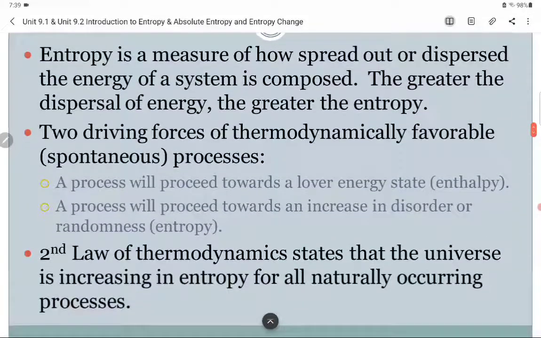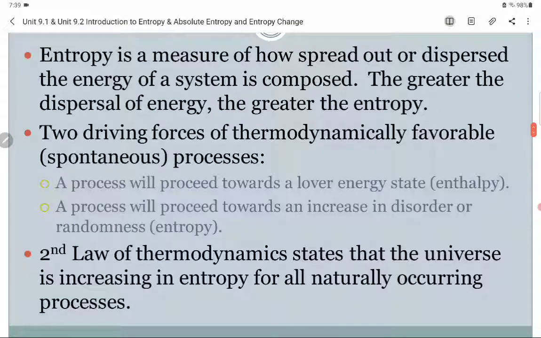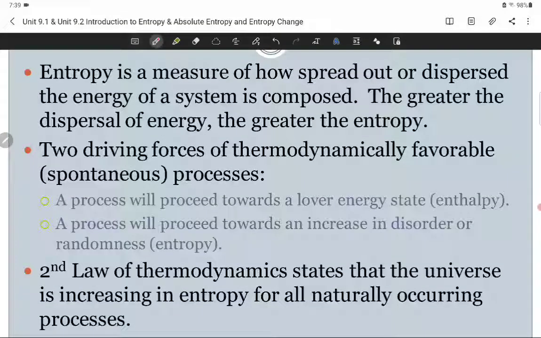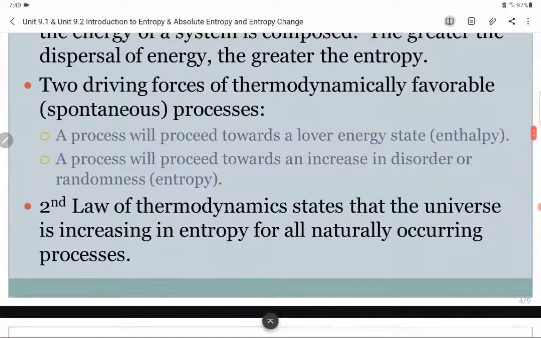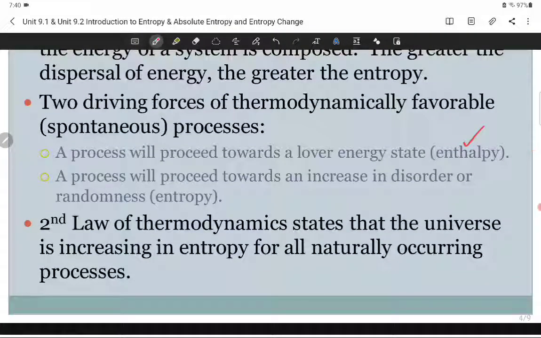So we've already got the definition of entropy. And the reason we're going to talk about entropy is because all reactions have two driving forces. When I say all reactions, I mean all thermodynamically favorable reactions, or in this case processes, because they don't all have to be reactions, they could be physical processes. They are either about enthalpy, going towards a lower energy state, or increasing in disorder, okay? And then you can also call that randomness, okay?